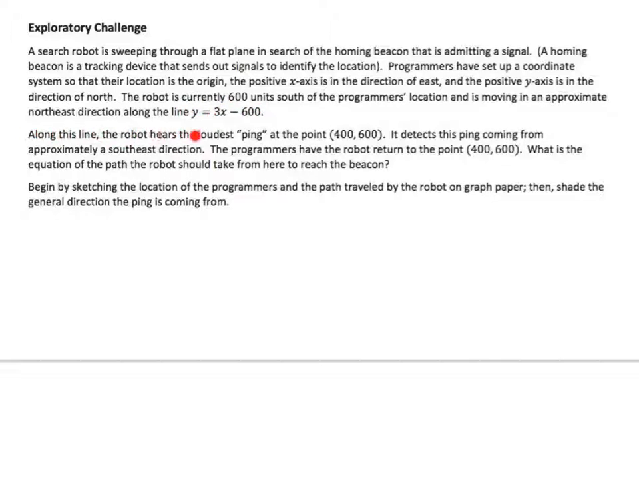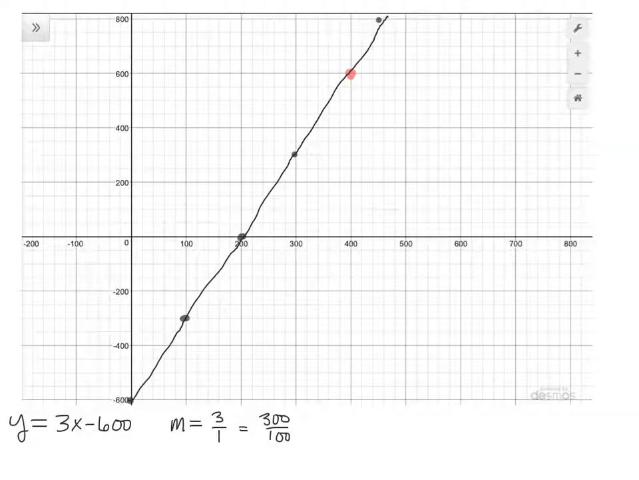Along this line, the robot hears the loudest ping at the point 400, 600. It detects this ping coming from approximately a southeast direction. The programmers have the robot return to the point 400, 600. What is the equation of the path the robot should take from here to reach the beacon? Whew! Begin by sketching the location of the programmers and the path traveled by the robot on graph paper. Then shade the general direction the ping is coming from. I need graph paper. All right.